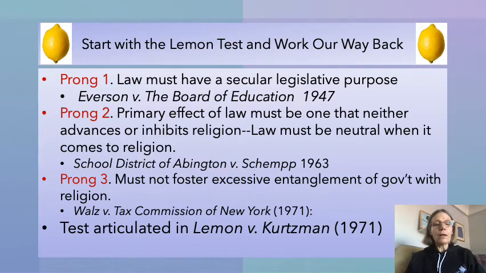So you get the three prongs in those three cases, and the test is articulated in the case Lemon v. Kurtzman. That's when all three prongs of the test come together and the Lemon test is established. So let's take a look at Everson, because Everson is that first prong. It's an important case, not just because it establishes the first prong, but also in terms of the way that what constitutes an establishment of religion is articulated. So let's take a look at it.